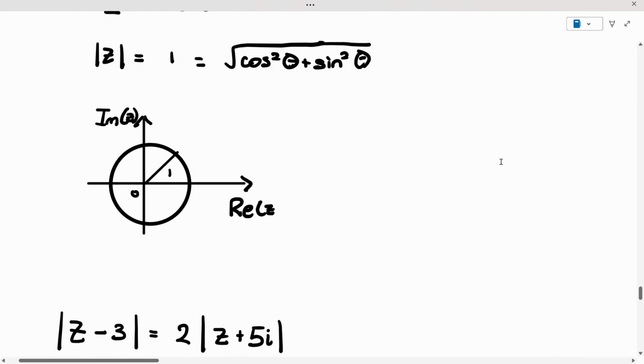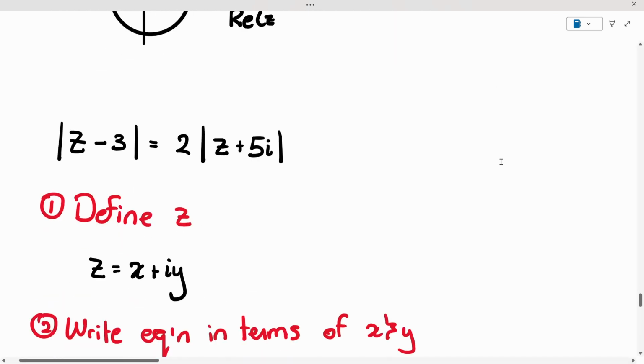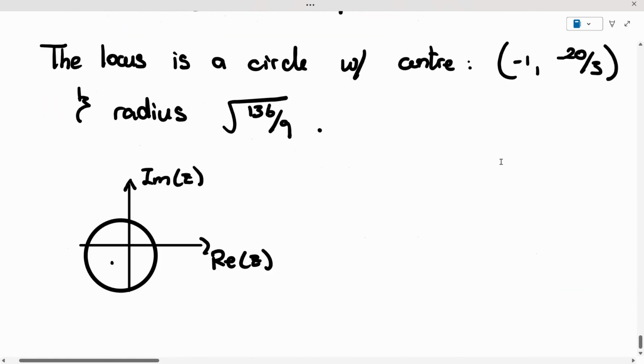Right? So that should go over everything you need to know for your exam, the basics with complex numbers, solving equations using De Moivre's, and the locus of a complex number.